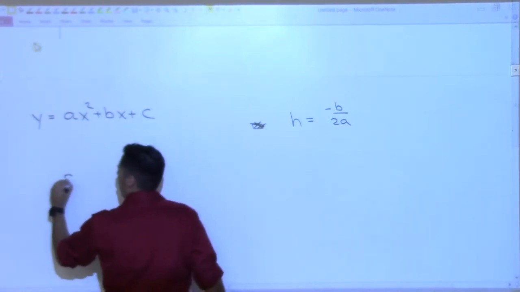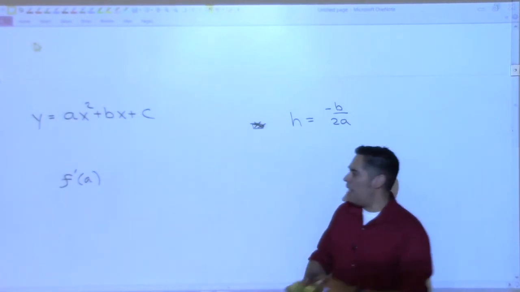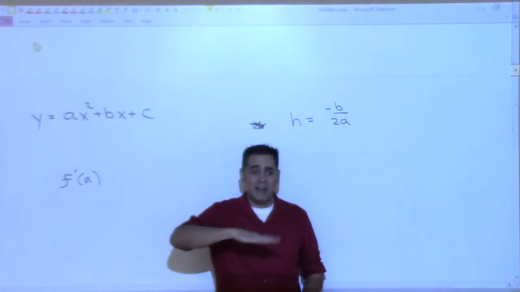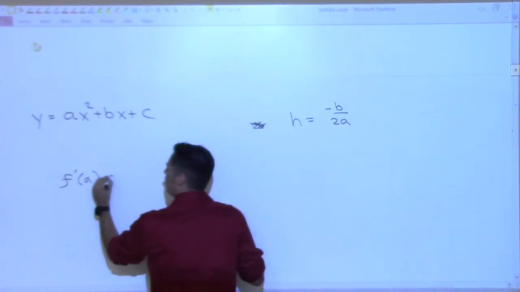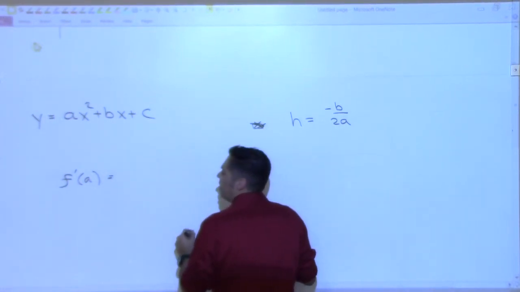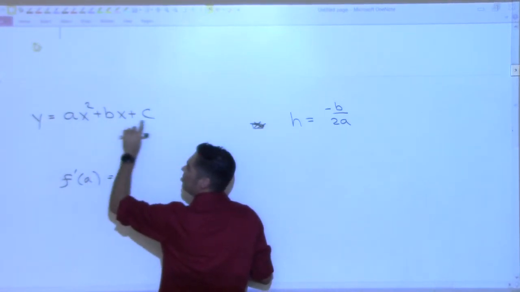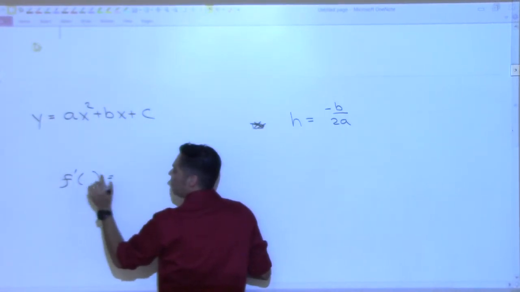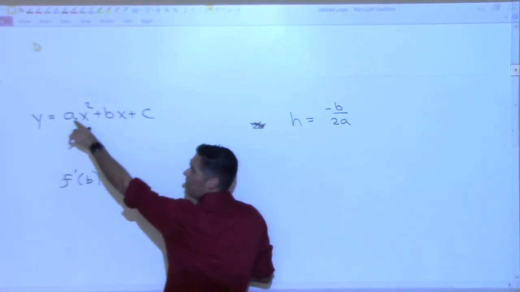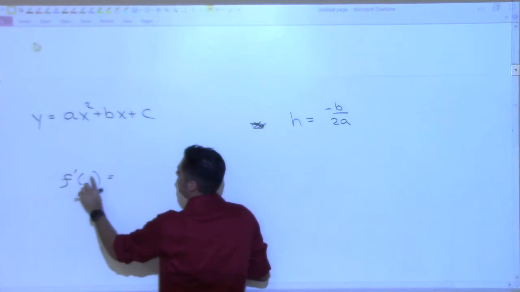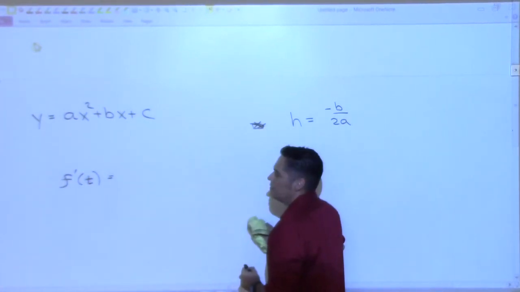Watch me now. I would like to know what f prime of a is. Remember, that represents the slope of the tangent line at a. I don't want you to confuse this a, this b, this c with that a, so I'm going to use an arbitrary number. How about t? F prime of t.